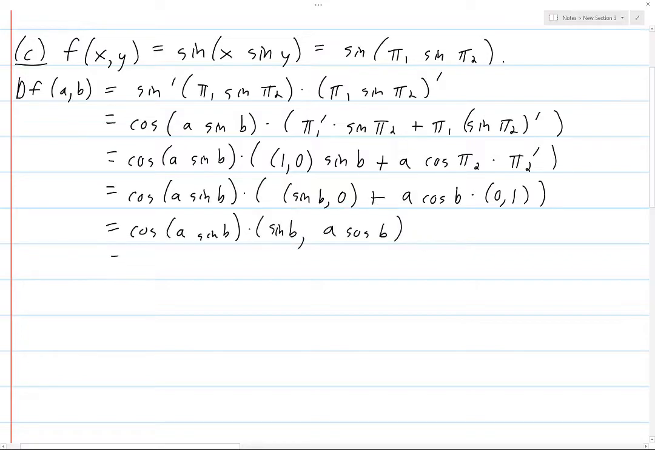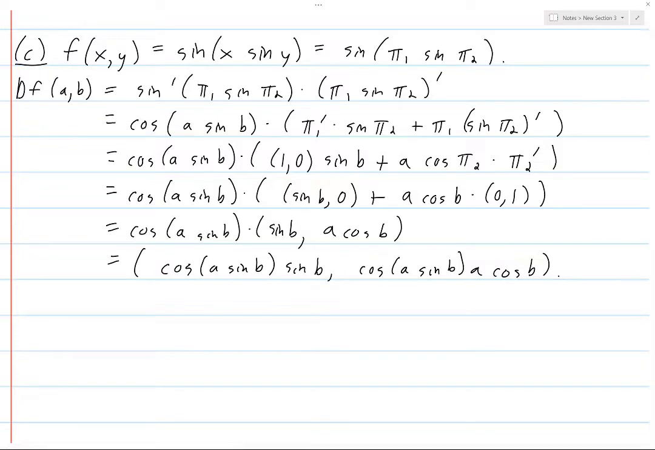You don't need to do this final step here, but I'll go ahead and do it. So this is sine of b. Cosine of a sine b times sine b. Then we've got cosine of a sine b, then we have a times cosine b. It should be cosine. Okay, so that's part C. That's all we need to do for that.